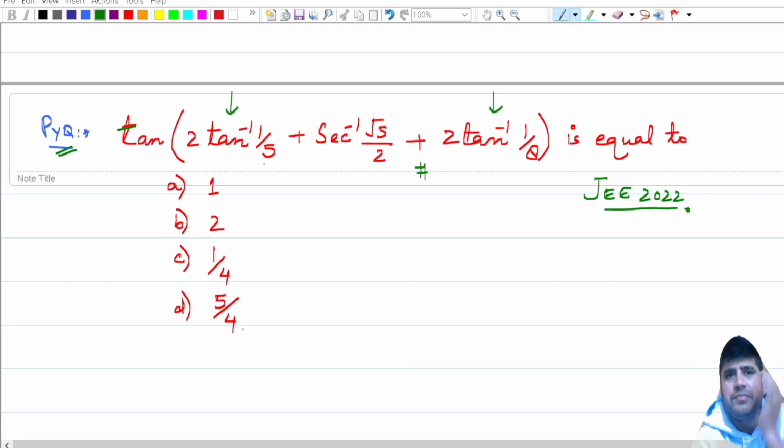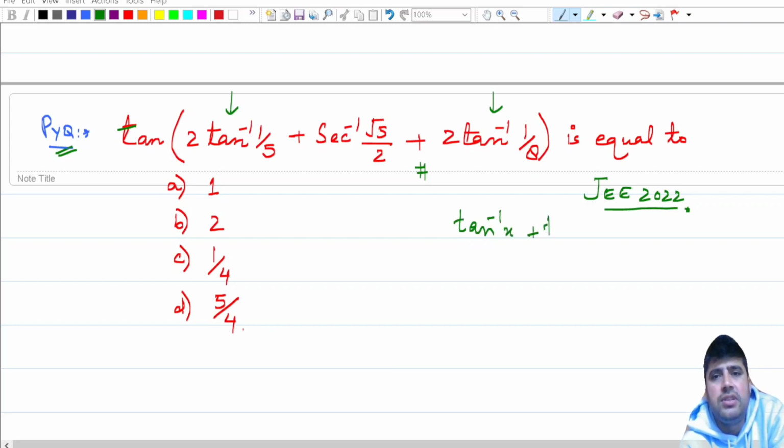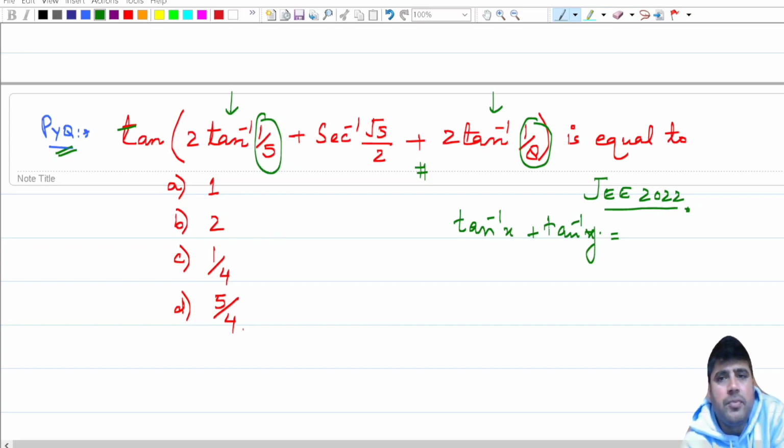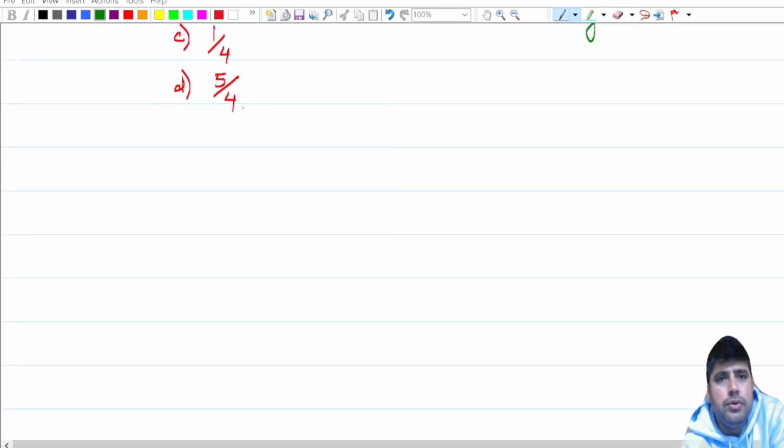We will combine them, taking the 2 common out of the two functions, and then using the formula: tan inverse of x plus tan inverse of y is equal to tan inverse of x plus y divided by 1 minus xy. But keeping in view that xy should be less than 1. These are less than 1, so we can proceed by this formula.